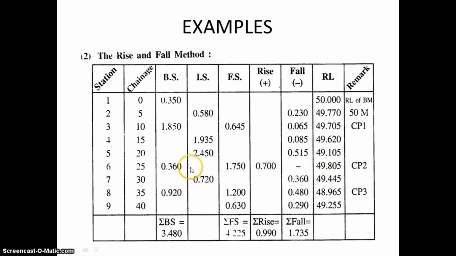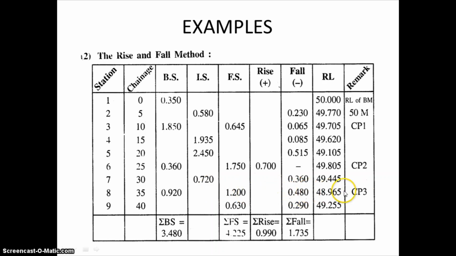Again here we have taken a change point. So again you start from station number 6 and take the station number 6 and 7 level difference: 0.360 minus 0.720. Again you will get a negative value, so enter it in the fall column. Don't put the sign because we have already put it, just put the value. Then for station 7 and 8, take the level difference. Again it will become negative, so enter it in the fall column.